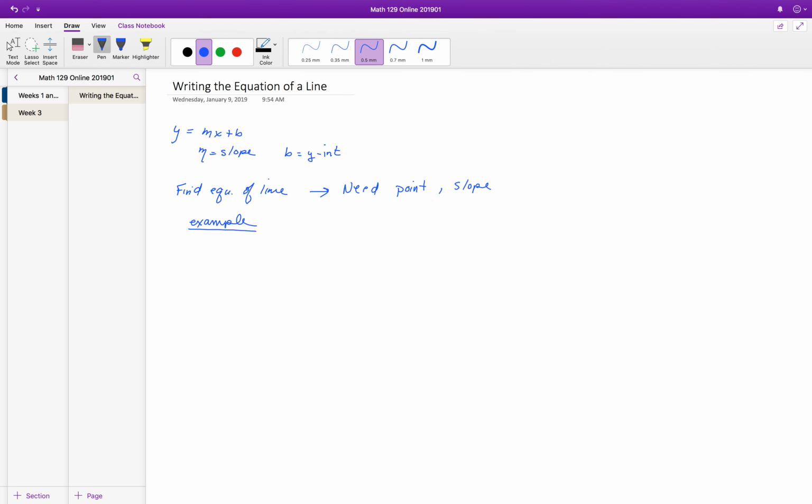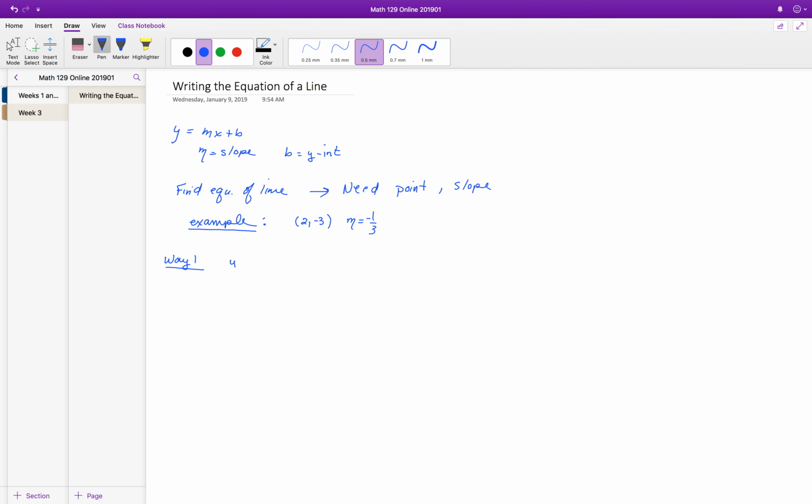Typically there are two different ways people teach this. I'm going to briefly show you both so you can use whichever one you're comfortable with. Again, usually you're asked to come up with the equation of a line and you're given two different things. So let's say you're given the point 2, -3 and the slope -1/3.